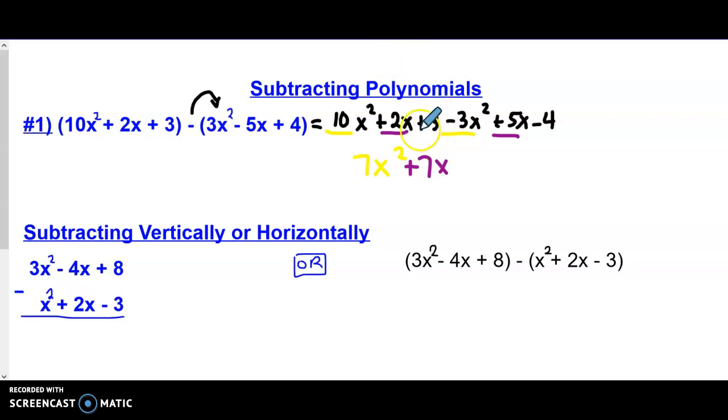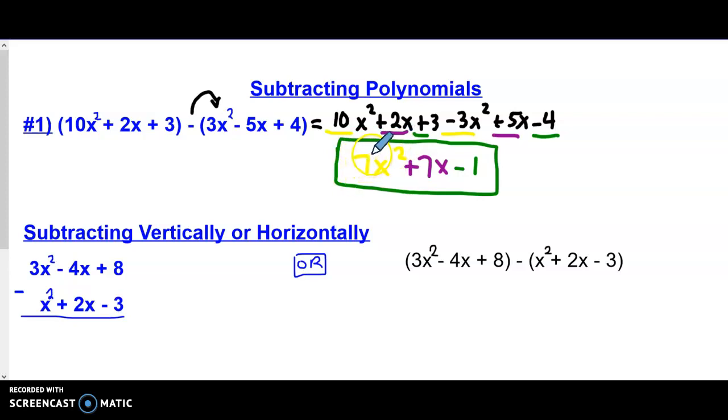Finally, I have 3 minus 4, which is negative 1. So that would be my answer, which is a trinomial. And it's quadratic because it's second degree. If they would ask me for the leading coefficient, I would say it's 7, the number in front of the variable with the biggest exponent.